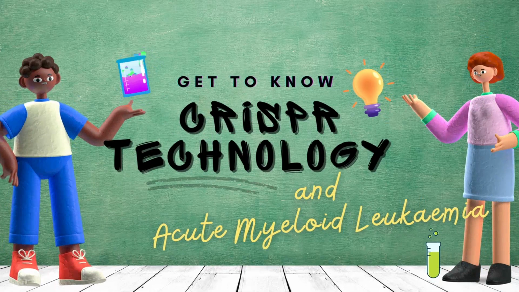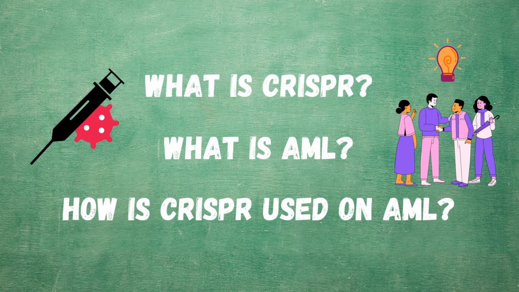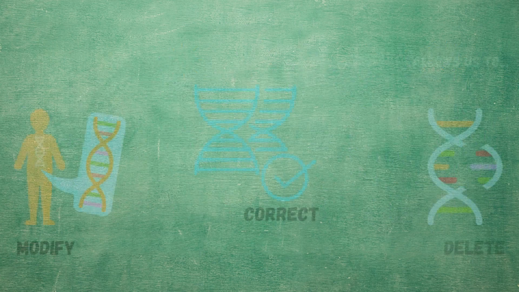Welcome to our video about CRISPR technology and acute myeloid leukemia, also known as AML. We will begin by briefly going over what CRISPR technology is and then go into more detail about AML. We will then spend some time on how CRISPR technology works in order to diagnose and treat AML. Then, we will discuss some of the limitations CRISPR technology possesses as well as some future directions.